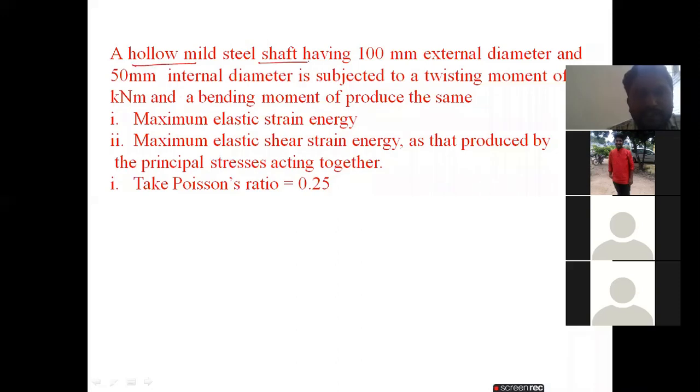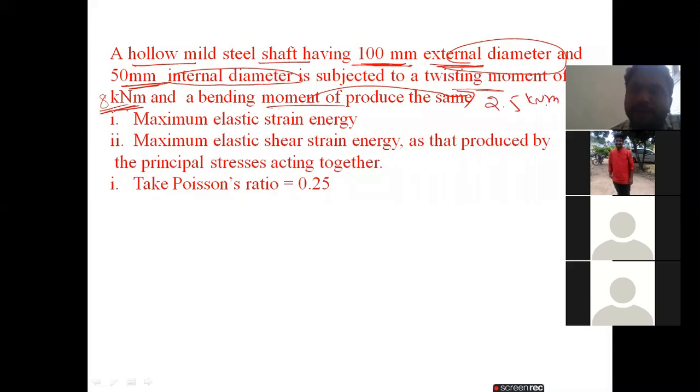A hollow mild steel shaft having 100 external diameter. So the external diameter is 100 and the internal diameter is 50. It is subjected to a twisting moment of 8 kilonewton meter and a bending moment of 2.5 kilonewton meter.